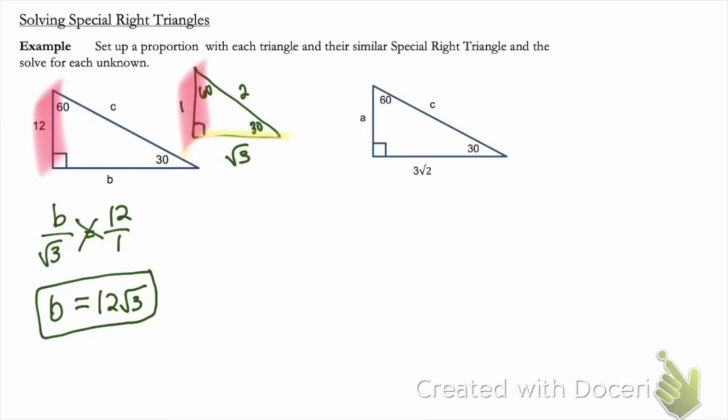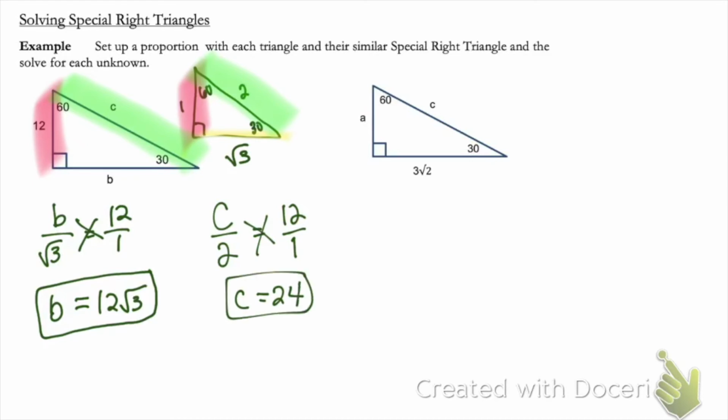Now to solve for side C, we know that side C is proportionate to the side labeled 2, so we'll set up our proportions again and solve. I want you to pause the video and try this second problem on your own, solving for side A and side C.